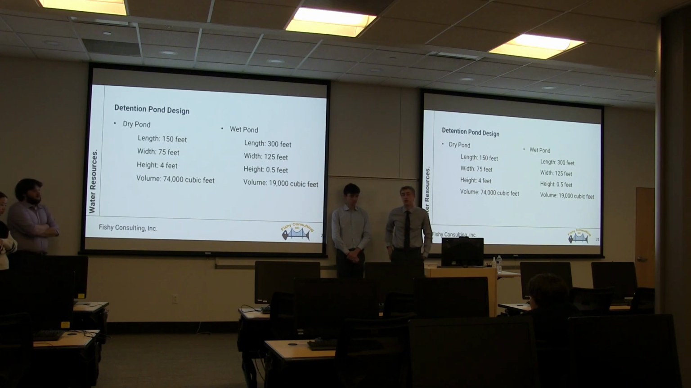And then for the wet pond, the length and width was 300 feet by 125 feet with the max water depth of 0.5 feet. It should also be noted that for the wet pond, between 3 and 8 feet of normal water pool below the storage is required to maintain the quality of the pond. And then the total storage volumes for the dry and wet pond is 74,000 and 19,000 cubic feet respectively.